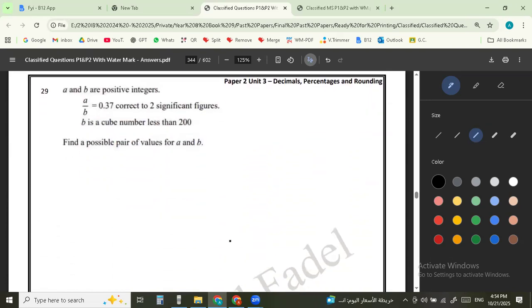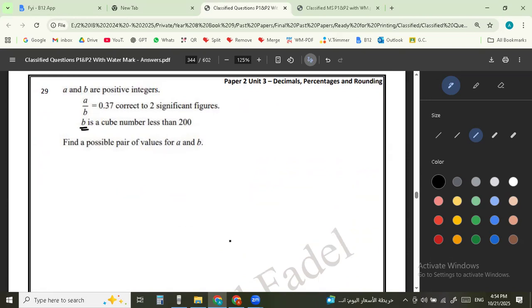Here, they're saying that A and B are positive integers. A divided by B equals 0.37 corrected to two significant figures. B is a cube number less than 200. Find a possible pair of values for A and B. Okay, they said that B is a cube number that is less than 200. So what am I supposed to do?